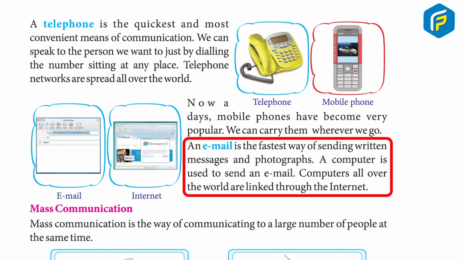An email is the fastest way of sending written messages and photographs. A computer is used to send an email. Computers all over the world are linked through the internet.